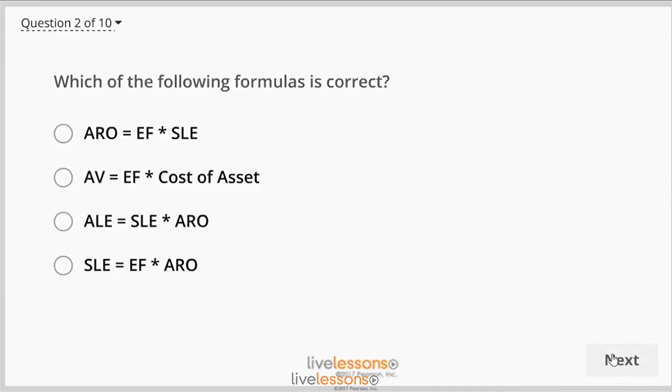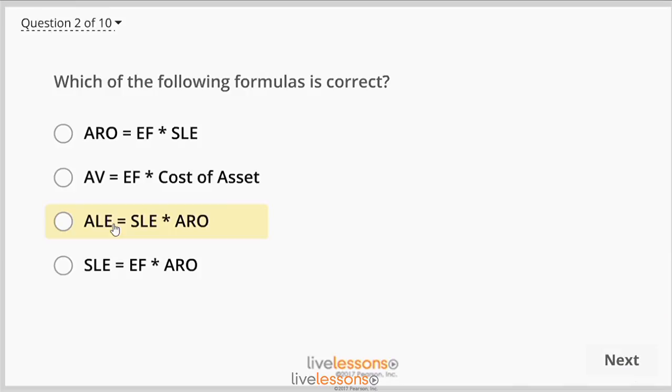Okay, so which of the following formulas is correct? This would be the type of question I would expect you to get. Remember, we talked about 3 formulas. We talked about ALE, SLE, and cost-benefit. So right off the bat, as you go through these, you should be able to eliminate what's not even a formula. Remember, ARO was going to be annualized rate of occurrence. That's just a static number. That's not a formula. AV, that's the asset value, and while there are a number of pieces that can make up that value, that wasn't a formula we looked at either.